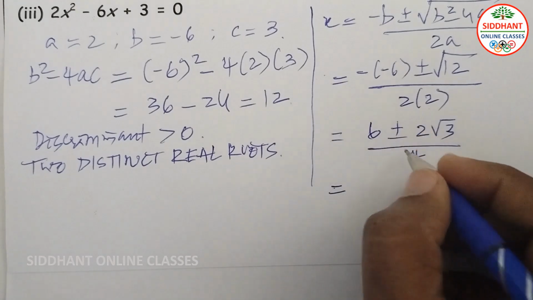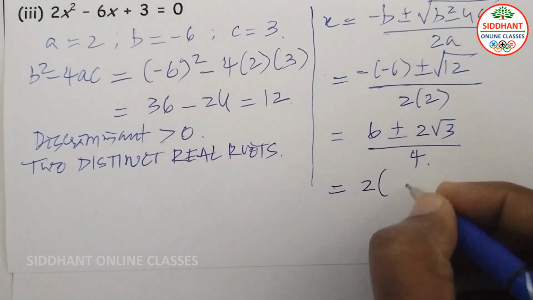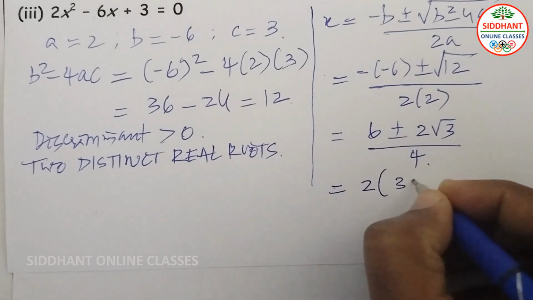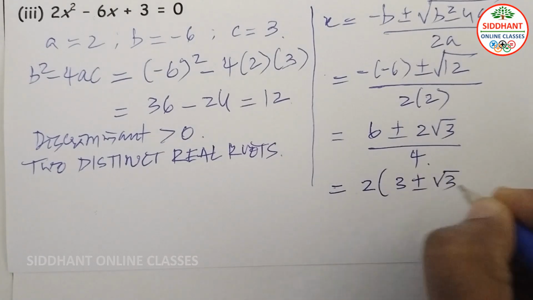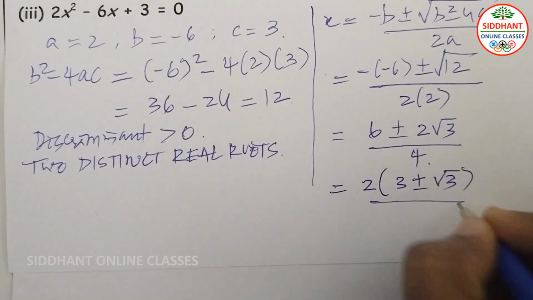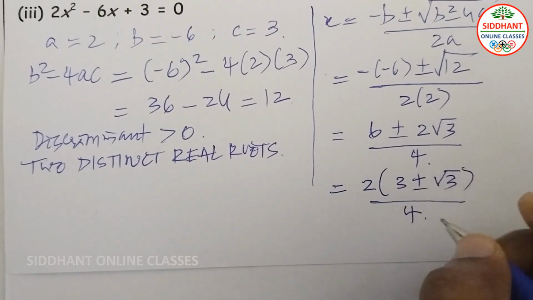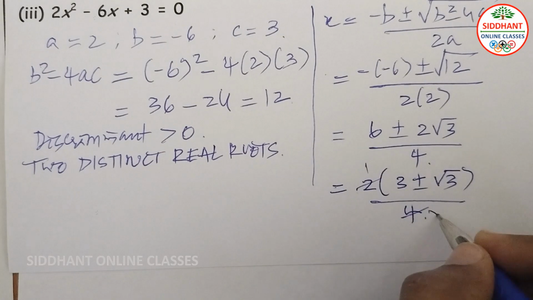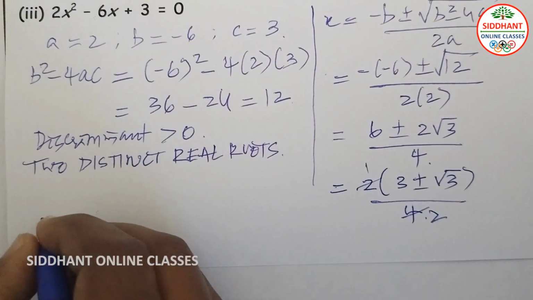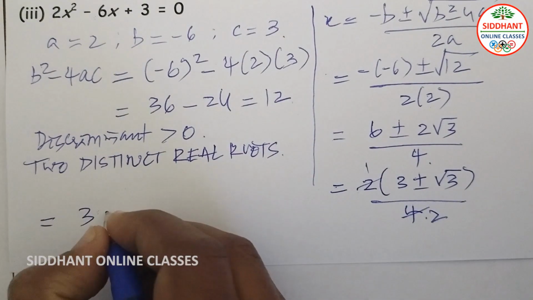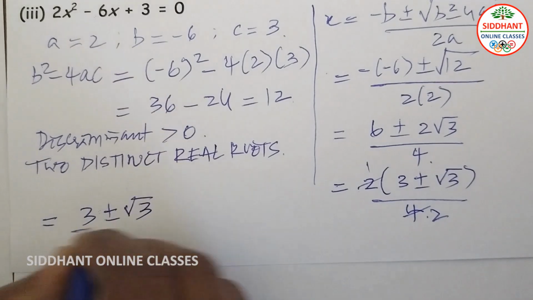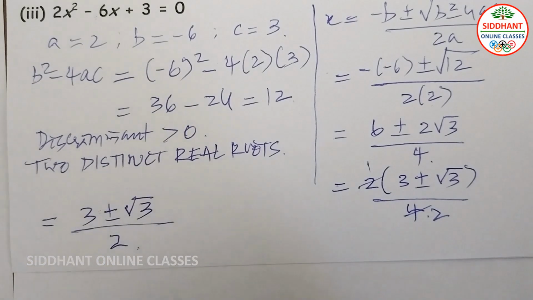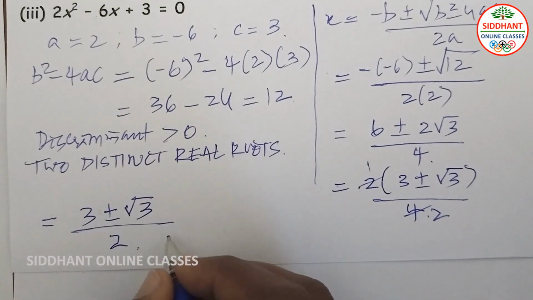So here 2 common we are going to take, 3 ± √3 by 4 here. So 2 ones are 2, 2 twos are 4. So we will be getting (3 ± √3)/2 here. So these are the two distinct real roots.